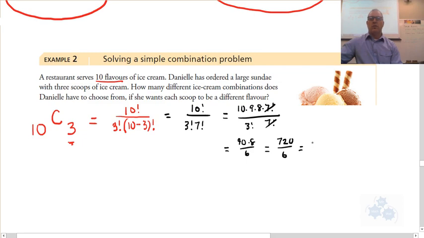So what do you think? Is that 120? 720 divided by 6 is 120? Okay. So 120 different groupings of 3 scoops if you're given 10 to choose from.